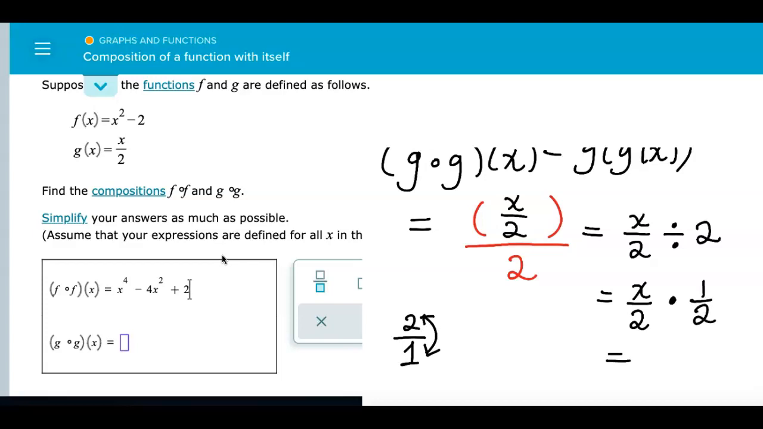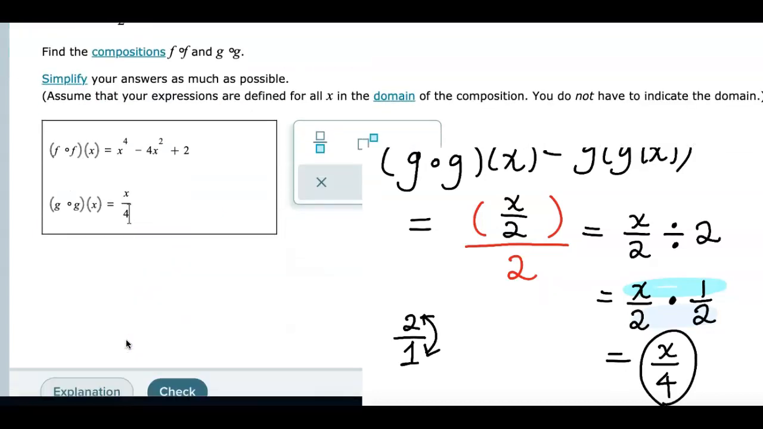And if I multiply straight across, just like how we multiply any fraction, our answer is going to be x over 2 times 2, 4. So the answer is x over 4. X over 4. I go ahead and click on check.